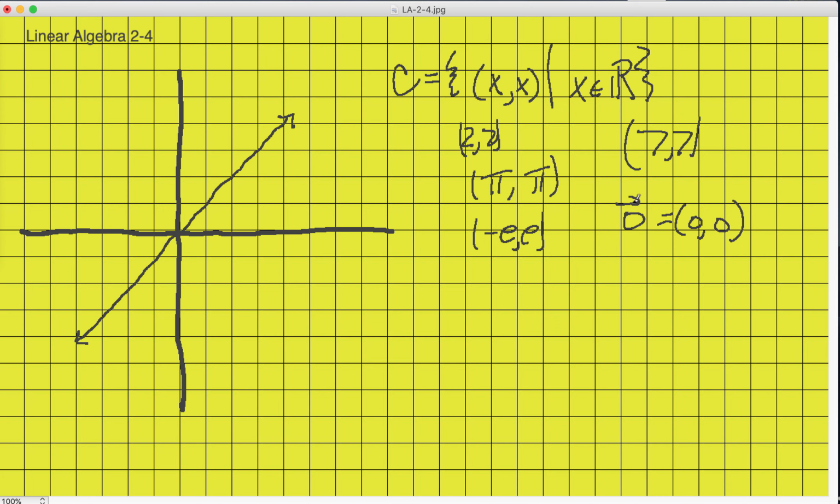Is this closed under addition? Well, sure it is. If I were to take, for example, these two numbers right here and add them, I'd get 7 plus pi, comma 7 plus pi. That's still in it. If I were to multiply this by a scalar constant, that's still in it. So this is a vector space, yes.